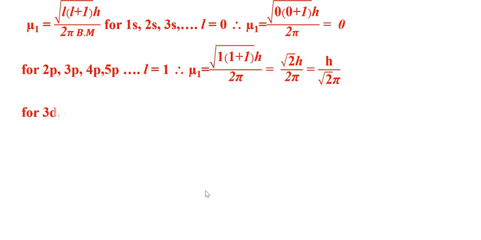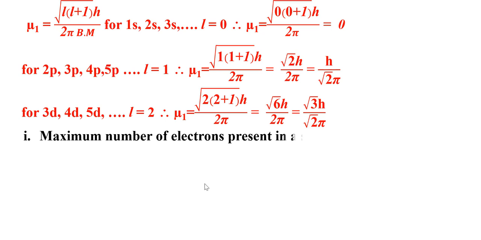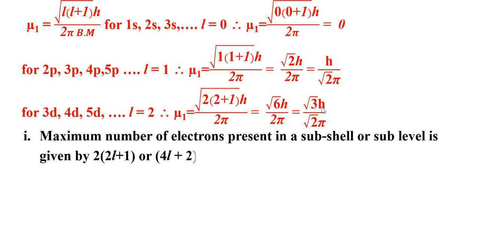2p तो हो गया, then 3d, 4d, सब d के लिए कैसे होगा, √6 h by 2 pi. Okay, immediately you can do it if you know the formula. Okay, I'm writing here under root of L into L plus 1, h by 2 pi.